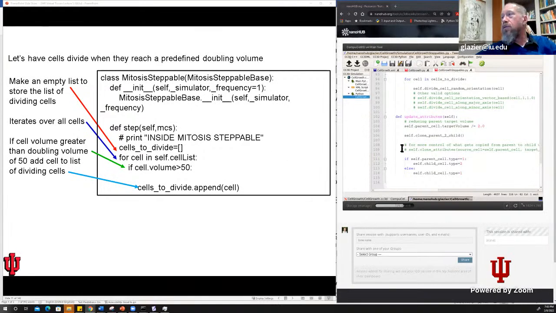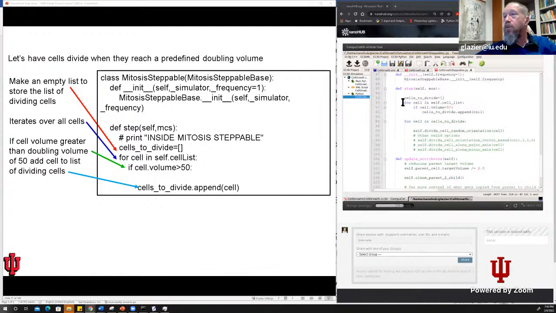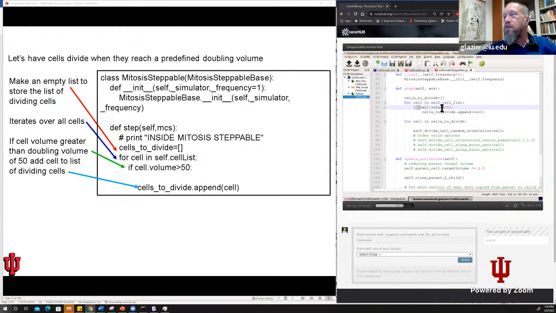So again, walking through the code, we have a step function. We have our mitosis steppable base here, which we won't play with. In our step function, we create an empty list, which we're going to put the list of cells to divide. We check if the volume of the cell is bigger than 50. We add it to our list with an append. If you're not a Python person, lists and append are one of the relatively limited Pythonic things you have to learn, and we'll try to go over them multiple times. Once we've made our list, we go through the list.